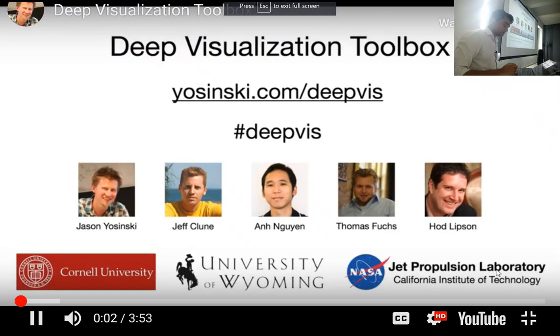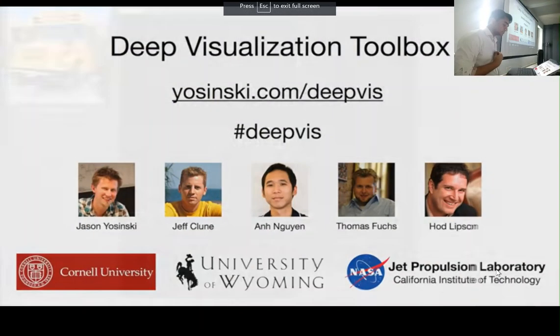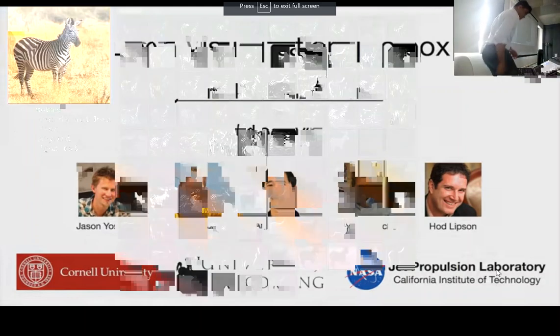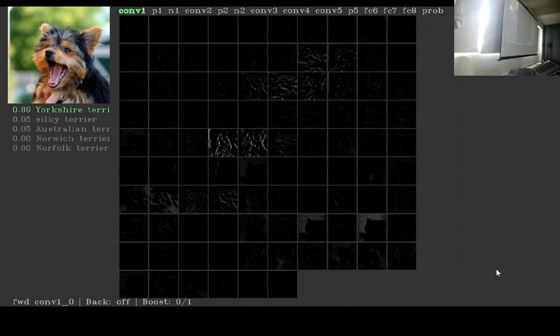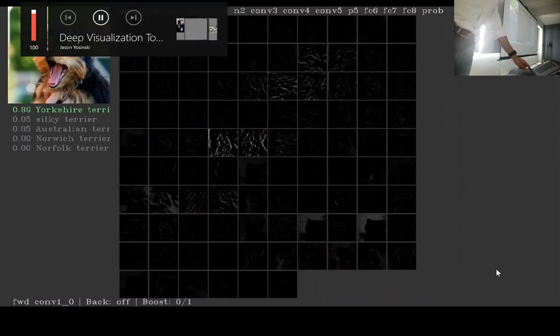Recent advances in neural networks have enabled computers to better see and understand the world. They can recognize school buses and zebras and can tell the difference between Maltese terriers and Yorkshire terriers. We now know what it takes to train these neural networks well, but we don't know so much about how they're actually computing their final answers.